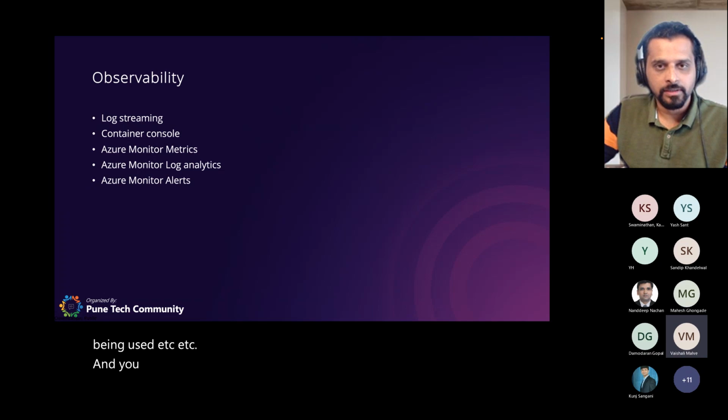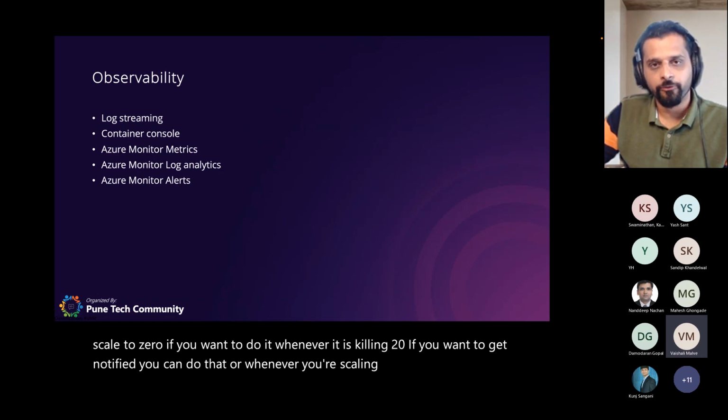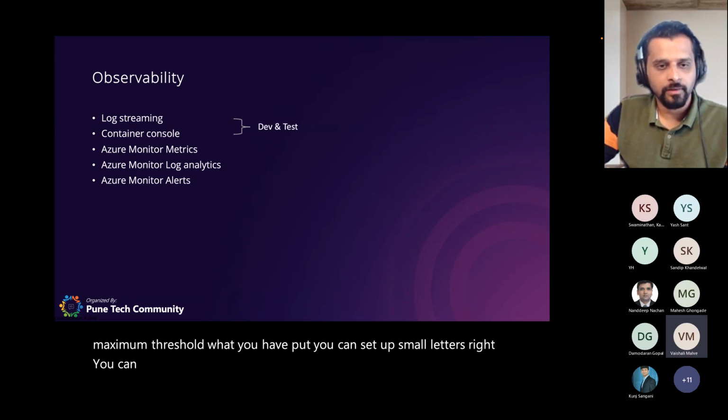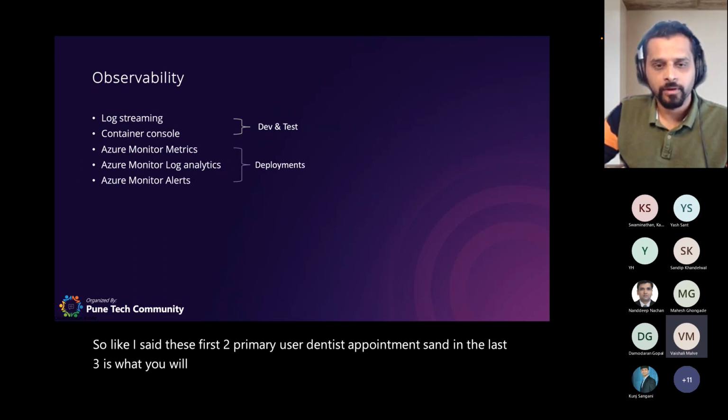For example, if a revision is deleted, or if there's a scale to 0, whenever it is scaling to 0, if you want to get notified, you can do that. Or whenever your scaling has reached the maximum threshold you have set, you can set up alerts. You can do all of this with Azure Monitor alerts as well. Like I said, the first two you will primarily use in your dev and test environments, and the last three is what you will do after you deploy your microservices or applications.